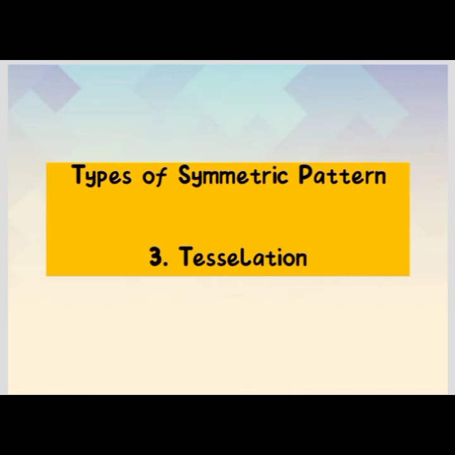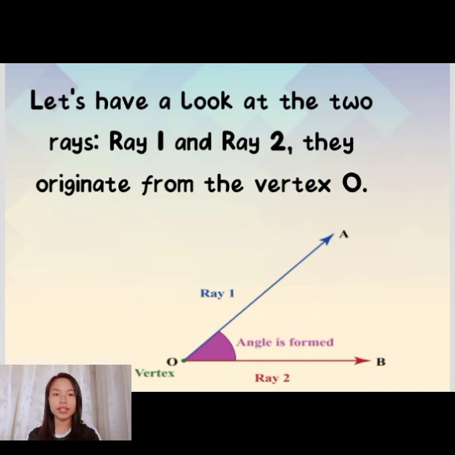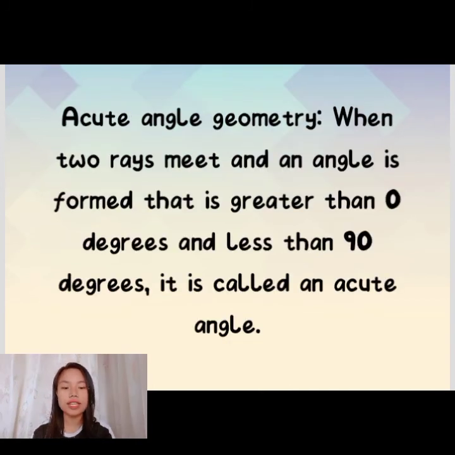Types of symmetric pattern. Number 3 is tessellation. Vertex is the point where 2 or more lines or edges meet to form an angle. In this lesson, we will learn about vertex examples, the vertex definition, and the vertex angle. Let's have a look at the 2 rays, ray 1 and ray 2. They originated from the vertex O, greater than 0 degrees and less than 90 degrees. It is called an acute angle.